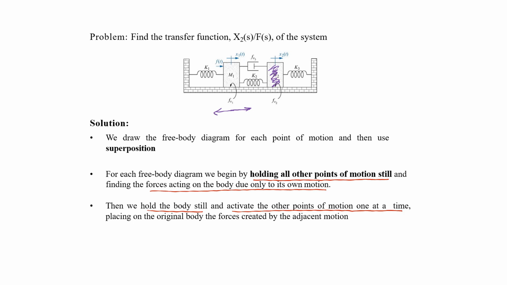Now I will note down all of the forces acting on M1. After this, I will hold M1 still and move M2, which again can be moved in this direction as well as in this direction. But we will only note those forces which act on the M1. And similarly, we will repeat the process for M2 as well.